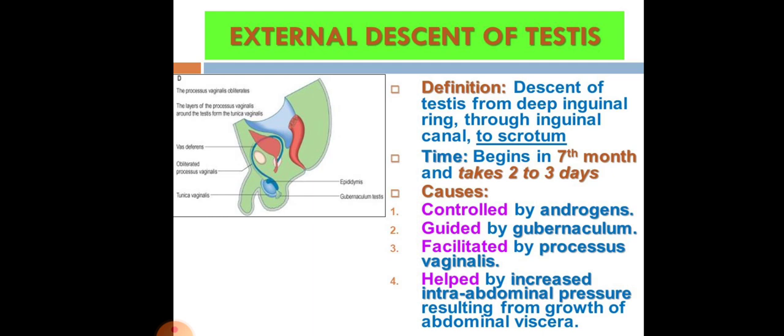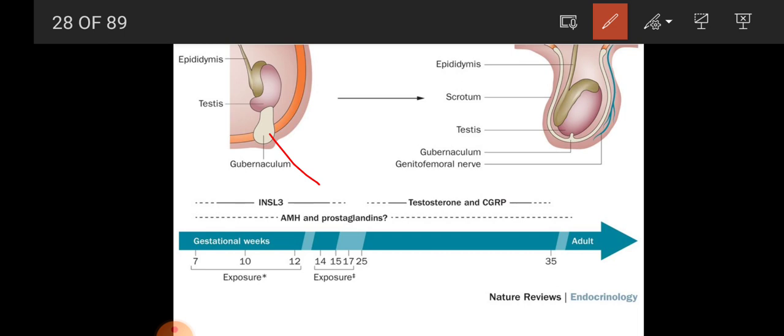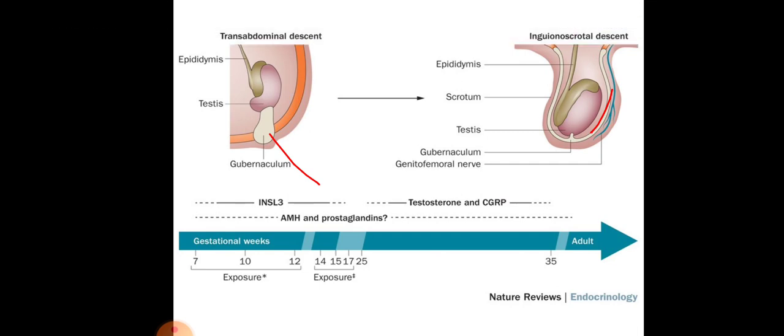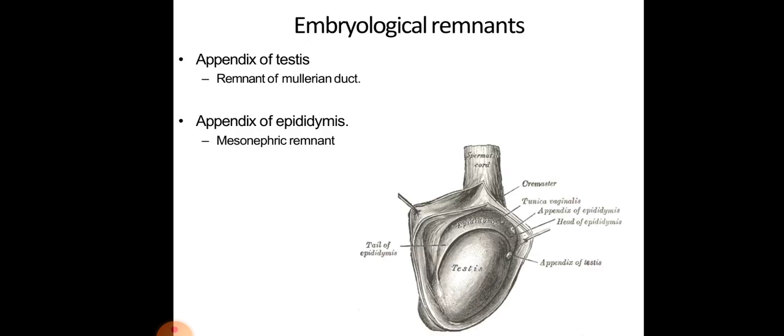So here we can see all the structures which are helping in the descent of testis. This is the gubernaculum, the fibrous structure, and the processus vaginalis in front of it. Here it lies. Now the factors responsible for descent: differential growth of the body wall, increased intra-abdominal pressure and temperature, hormones like male hormones produced by the testes, and contraction of gubernaculum.